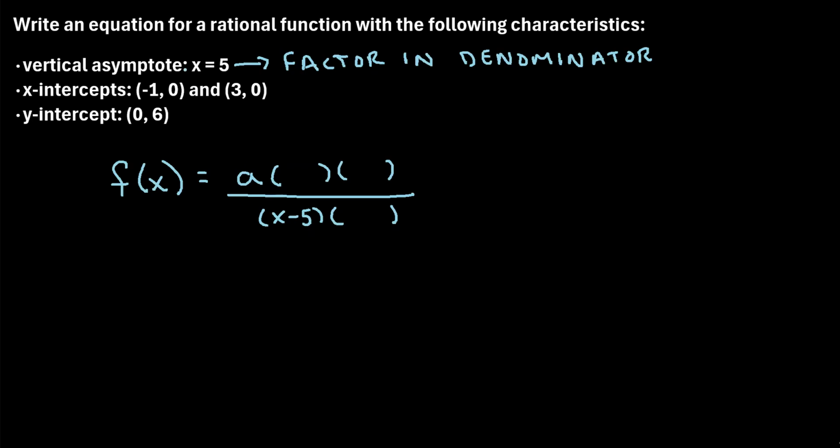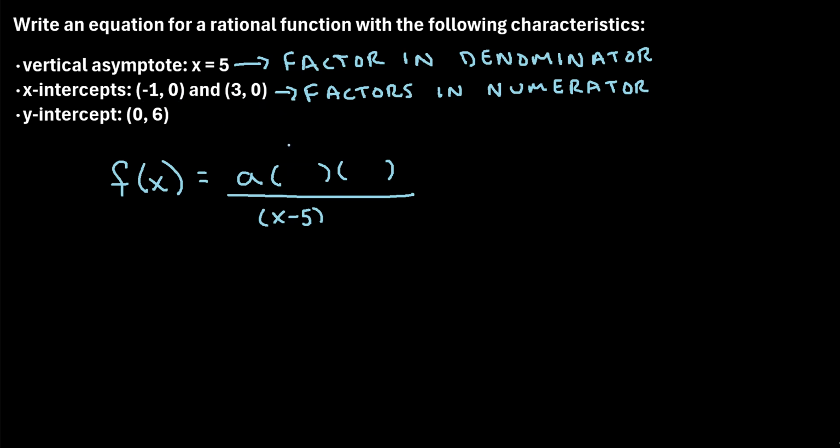And it turns out since there's only one vertical asymptote, we're only going to have one parentheses in the denominator. So we don't actually need this other parentheses. Okay, next we can use the x-intercepts to find the factors in the numerator. So at an x value of -1 and at an x value of 3, the graph is equal to 0, or the y value is equal to 0 at both of those x values.